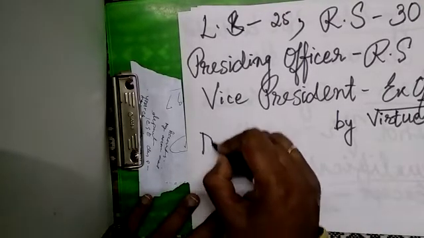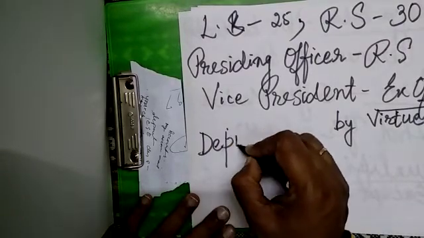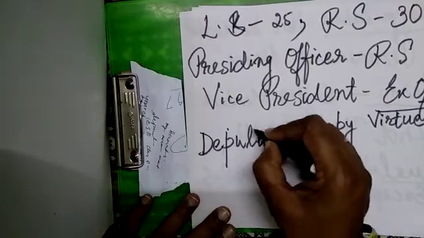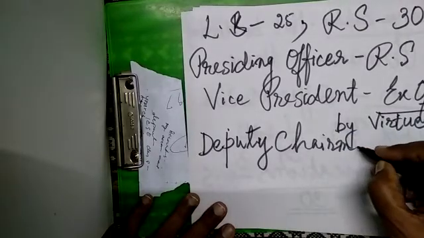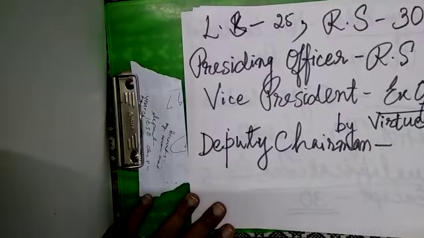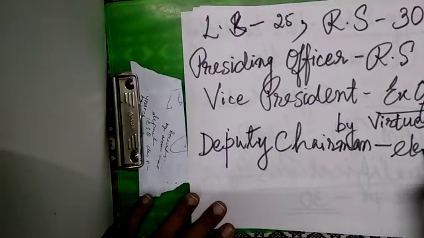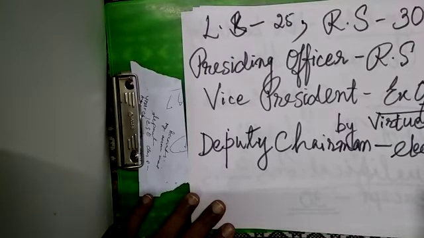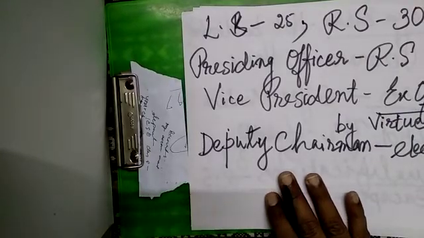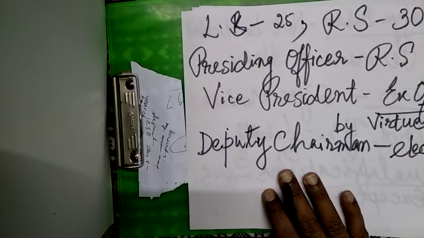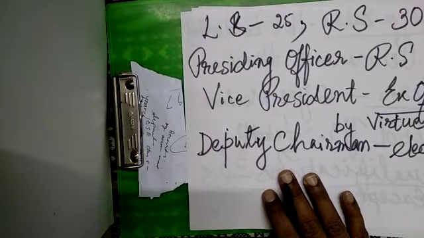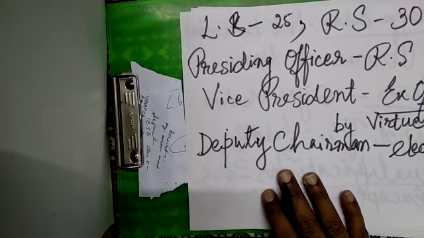But a deputy chairman will have to be elected. From amongst the members of the Rajya Sabha, a deputy chairman is elected in the same manner as the speaker is elected. So who elects the deputy chairman of the Rajya Sabha? The members of Rajya Sabha. That is with regard to the presiding officer of Rajya Sabha. The vice president is the presiding officer, while the deputy chairman presides over the Rajya Sabha when the vice president is absent.